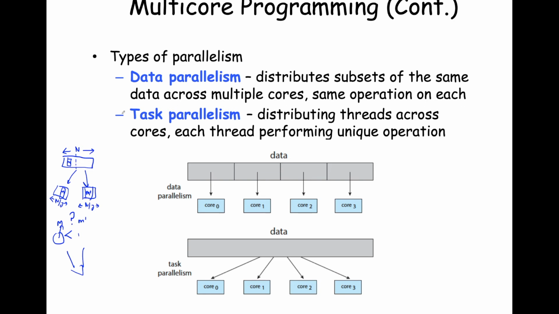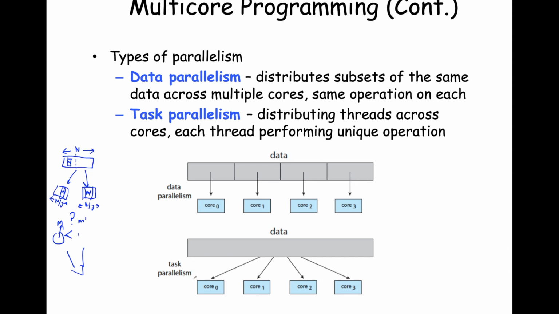Okay, the other type of parallelism we have is so-called task parallelism. In this task parallelism, you're doing the converse. Instead of distributing the data across the CPUs, you're distributing threads across different CPUs or cores. And each thread is then performing a unique operation. Let me direct your attention down below. Here we have task parallelism, and you take core 0, 1, 2, and 3, for example. So you have 4 cores.